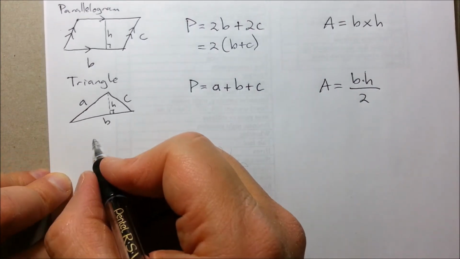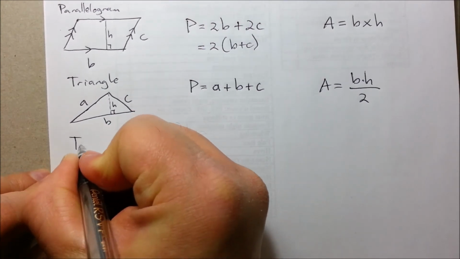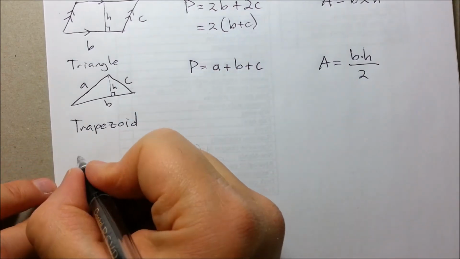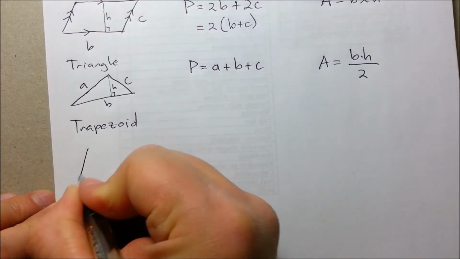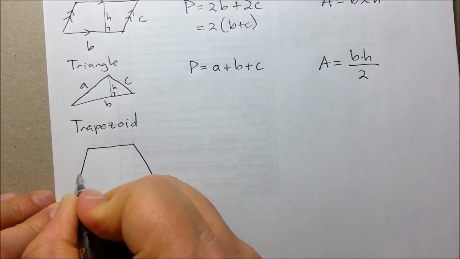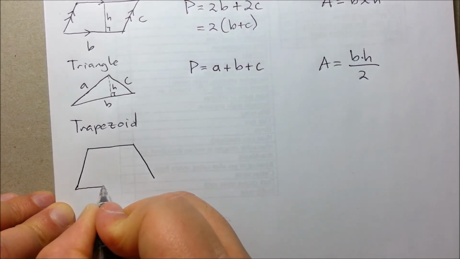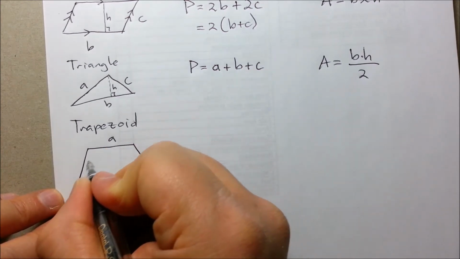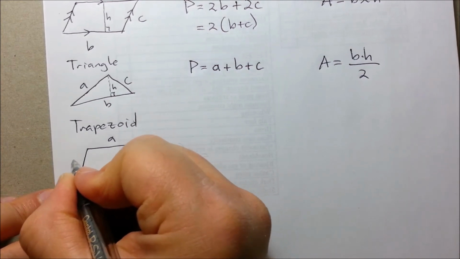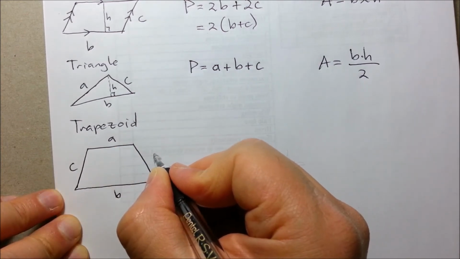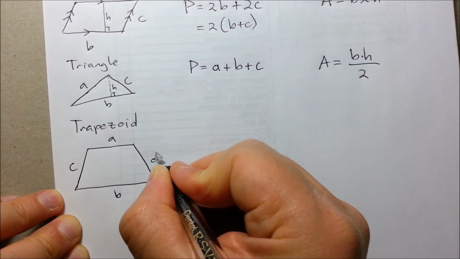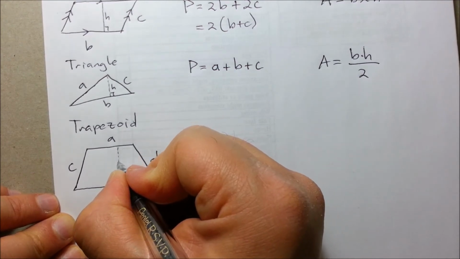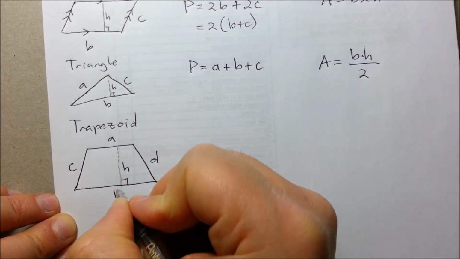Our next shape is the trapezoid. Trapezoid. And just a rough sketch here. Okay, well, this was supposed to be a little more even. There. Let's call this A, B, C, and D. Okay, and then we also have a height as well. So from here to there, there's the height.